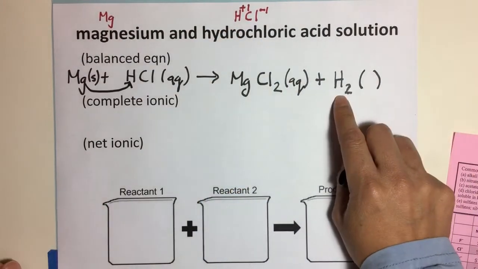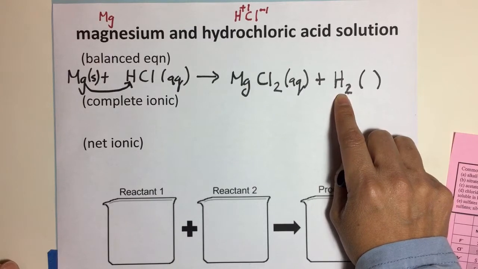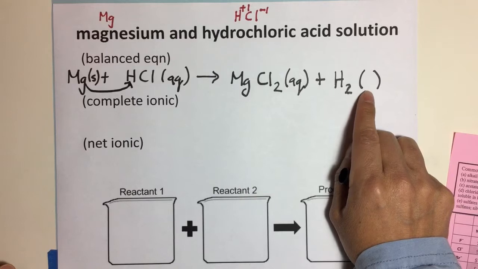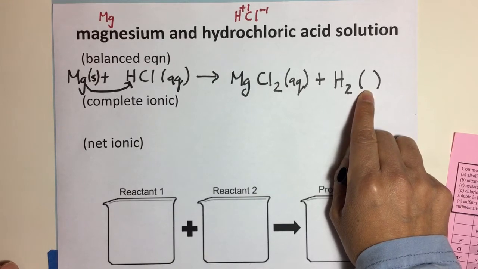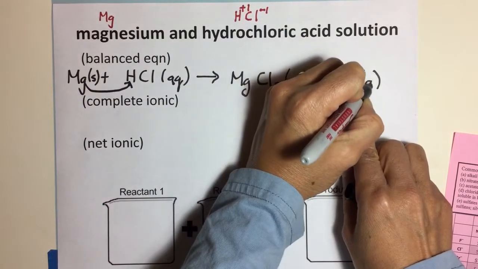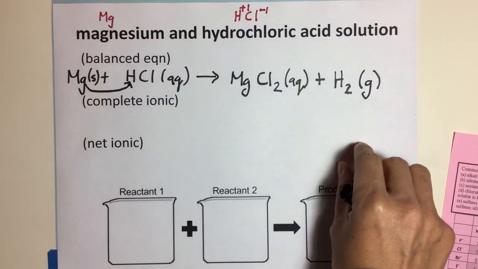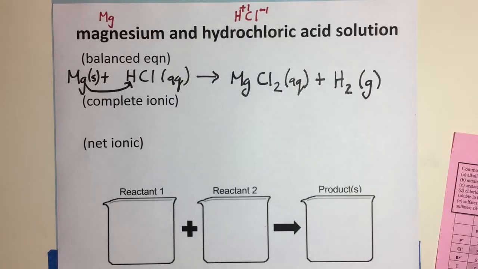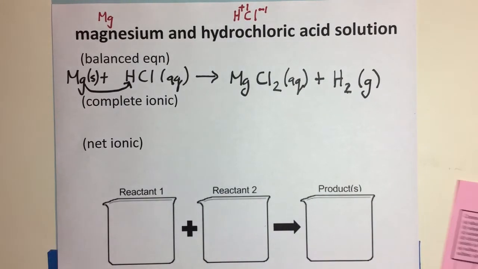Now, hydrogen is not an ionic compound, so I cannot look on the solubility table chart. Instead, I look at the periodic table that Mrs. No has in her classroom, and I see that it's in red. Red means it's a gas at that temperature, which is about 25 degrees Celsius. So hydrogen is a gas at room temperature, and now we're ready to balance this chemical equation.